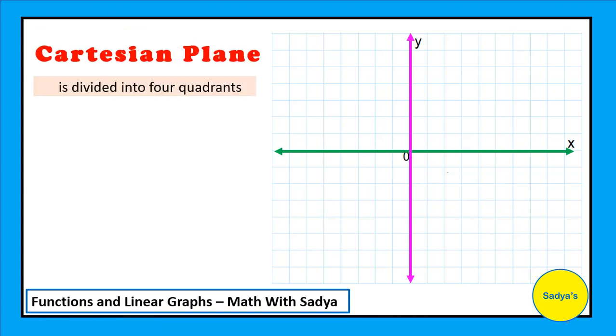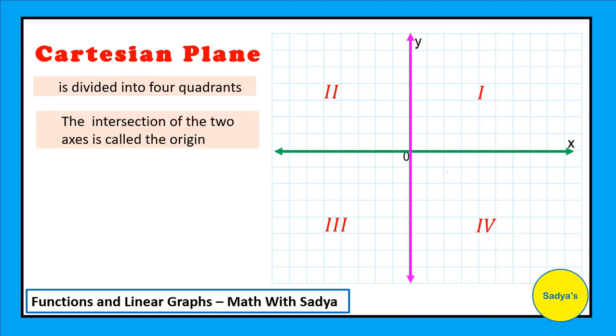So Cartesian plane is divided into four quadrants. They are named as first quadrant, second quadrant, third quadrant, and fourth quadrant. Remember that quad means four. So these axes divide the plane into four portions, which we call quadrants. The intersection of the two axes is called the origin, which is shown here with blue arrow.